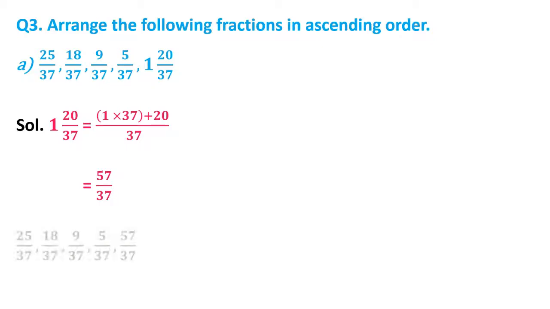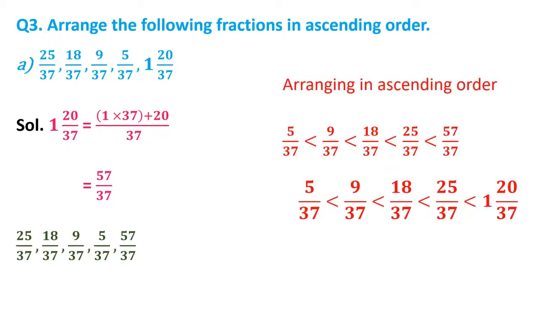Now we will check all these fractions. You can see now we have these fractions, and when we check the numerators we get 5 by 37 as the smallest, because when we compare the numerators 5 is the smallest, then comes 9, then 18, then 25, and then 57. So children, you see the numerators we have arranged here in ascending order. So that is why for the fractions also, the smallest numerator gives the smallest fraction.